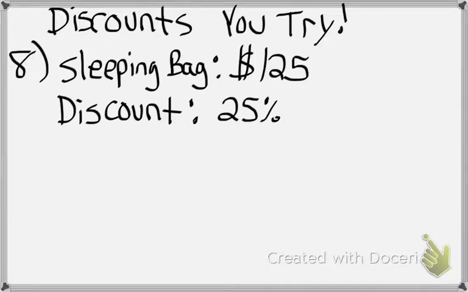So, we're buying a sleeping bag for $125, and we're taking off 25%. What is our total price? Remember, round to the nearest penny. Hit pause and try this one. Press pause. If it's 25% off, you'll only be paying 75%. So what is 75% of 125?